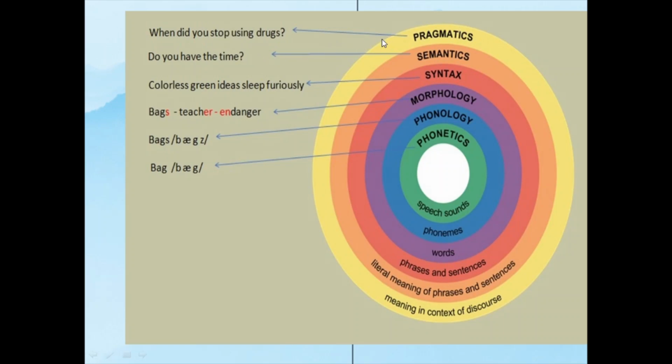Another issue in pragmatics is presuppositions. For example, if someone asks you, when did you stop using drugs? You can see that in this question there are two presuppositions. One is that, well, you used drugs and then you stopped using them. So if you answer this question like, I don't know, 2 months ago, it means that you have accepted all these presuppositions here.